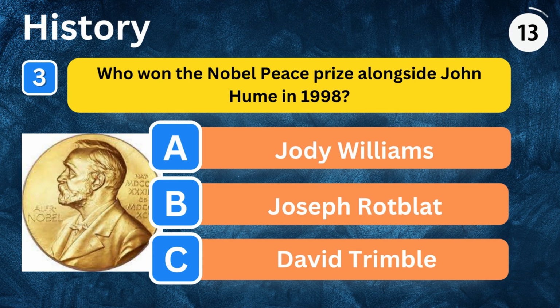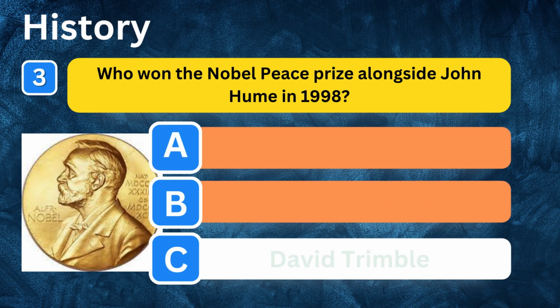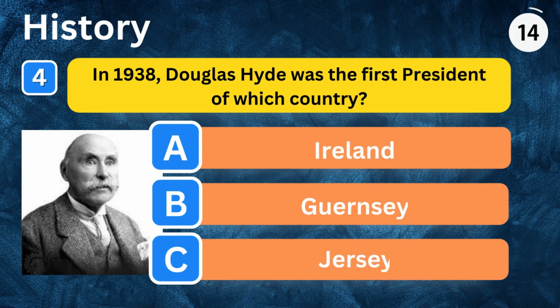Who won the Nobel Peace Prize alongside John Hume in 1998? Was it Jody Williams, Joseph Rotblat, or David Trimble? And the answer was David Trimble. Question number 4. In 1938, Douglas Hyde was the first president of which country?